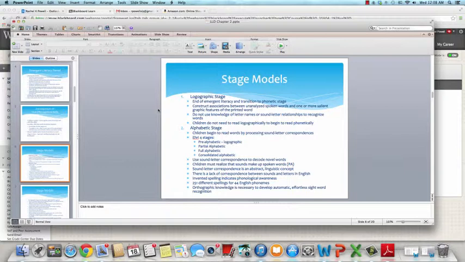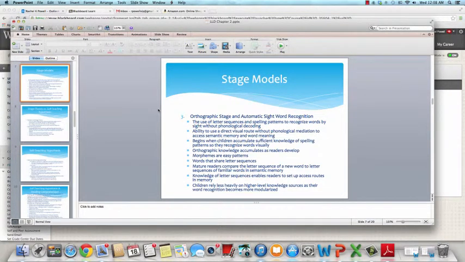But if the child is doing invented spelling, that's a good sign because that shows good phonological awareness. If they're just stringing some random letters together, that's a very big red flag as an educator. So again, 251 different spellings for 44 English phonemes. And we know orthographic knowledge is necessary to develop automatic, effortless sight word recognition. We're not going to become effortless without the orthographic knowledge.